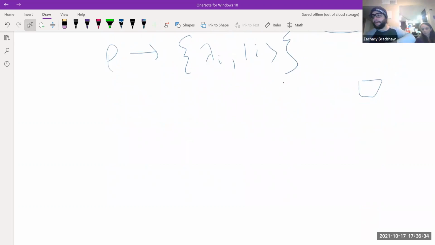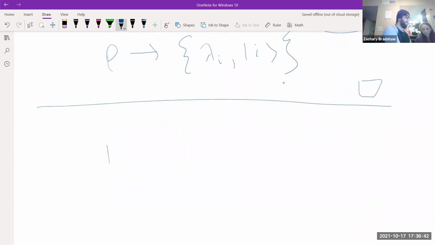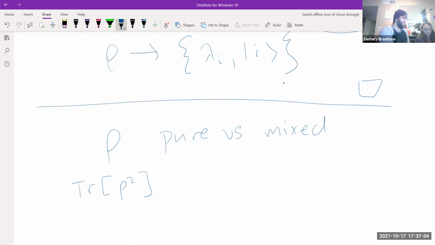Okay, and the other thing I wanted to do was answer a question, which is if you're given a rho, how do you know if it's a pure state or a mixed state? So pure versus mixed. Well, if you take rho squared and you take its trace, well, what if rho is a pure state? So let's assume that rho is pure for a second. That means that we can write rho as |psi><psi| for some state psi.